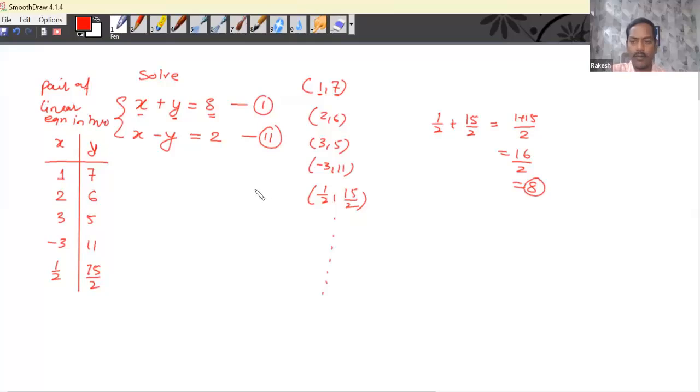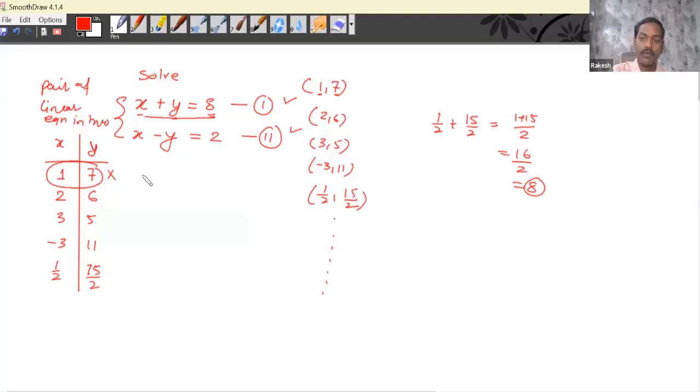Either we will not be getting any value of x or y which will satisfy both the equations simultaneously, right? For example, this is the solution for the first equation. It's okay. But is this the solution for the second equation as well? Of course not. You can see that 1 minus 7 is not equal to 2. So this is not my solution for this pair of linear equations.